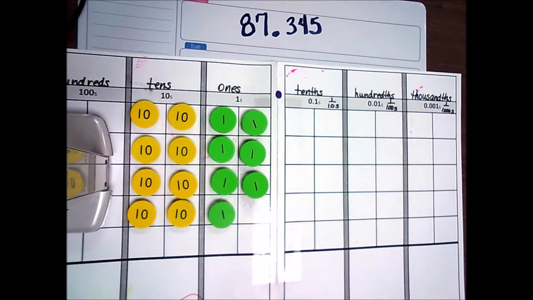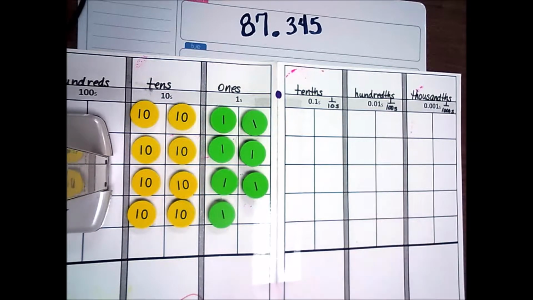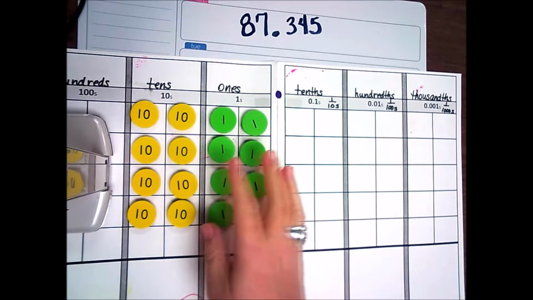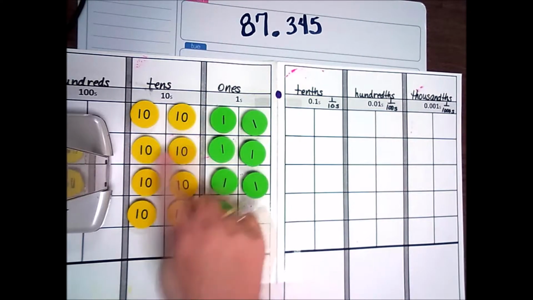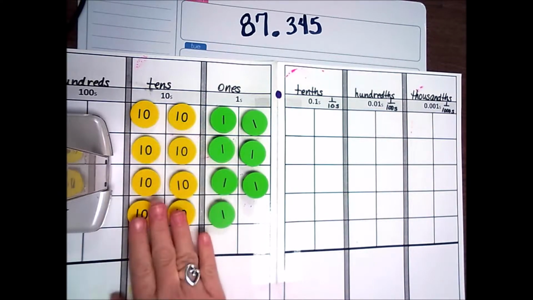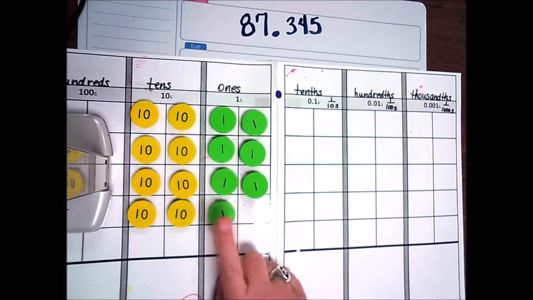So I've written a number up here, 87 and 345 thousandths. So I have these 10 frame place value charts that I use with the kids because it helps them to visualize it really well, and they're using 10 frames in the lower grades anyhow. So for 87, that's 8 tens. So 1, 2, 3, 4, 5, 6, 7, 8. They put 8 tens in the tens place. 7 ones, so they place 7 ones in the ones place.